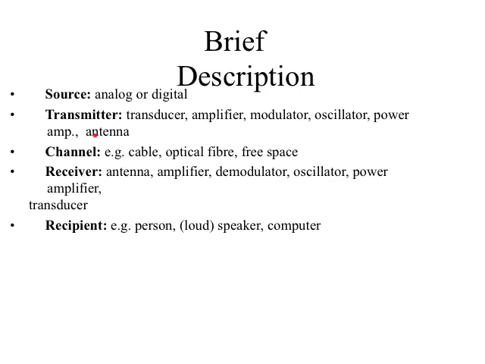Next we have the transmitter. The transmitter consists of a transducer, amplifier, modulator, oscillator, power amplifier and antenna. Like this I can call them the sub blocks that are involved in the transmitter. In the transmitter we may have a transducer, an amplifier, a modulator, an oscillator, a power amplifier, as well as an antenna.